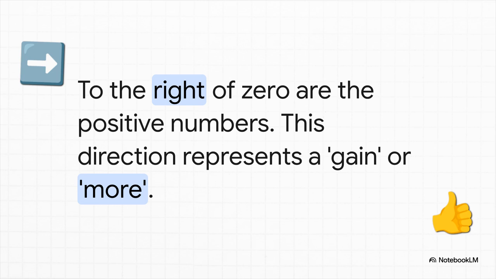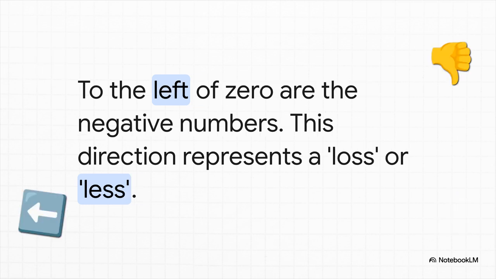Okay, so if we start at our home base, 0, and we take a step to the right, we're heading into positive territory, +1, +2, +3, and on and on. This direction always means more, or a gain, or an increase. But what if we go the other way, right? If we move to the left of our starting point, of 0, we step into the world of negative numbers, -1, -2, -3. This direction represents the total opposite idea, less, a loss, or a decrease.